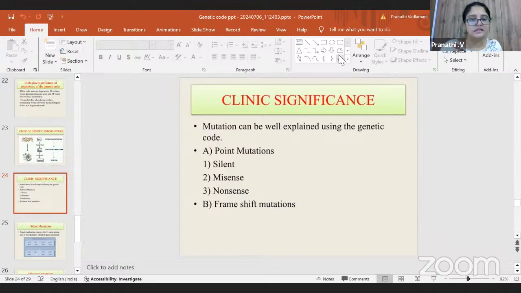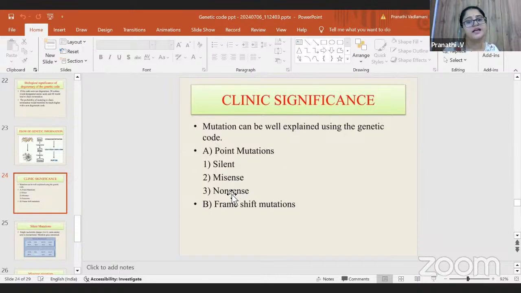So anyway, what is it that we are going to see? We have mutations, wherein if any codon is changed, deleted, added, or the reading frame is changed, it causes a mutation.